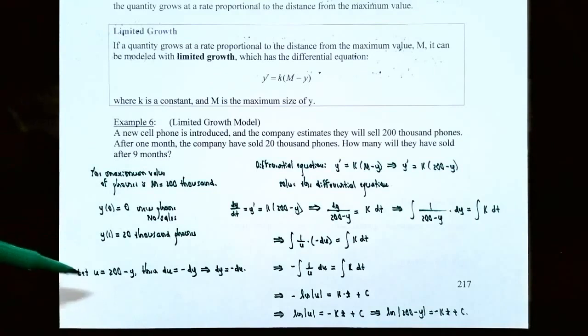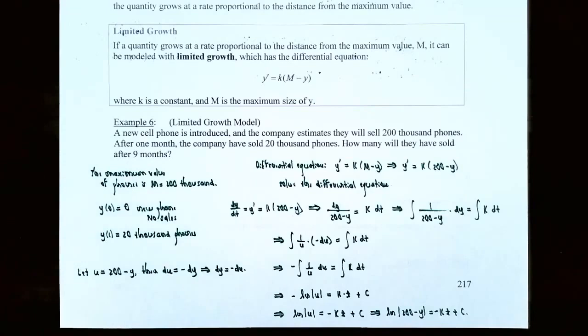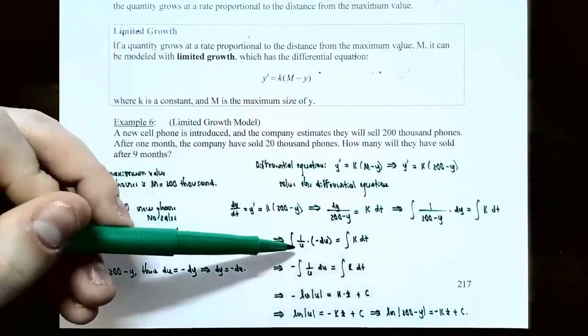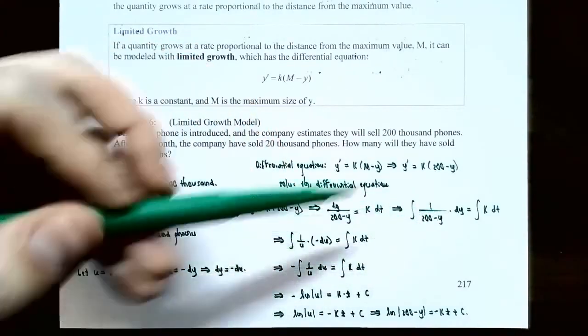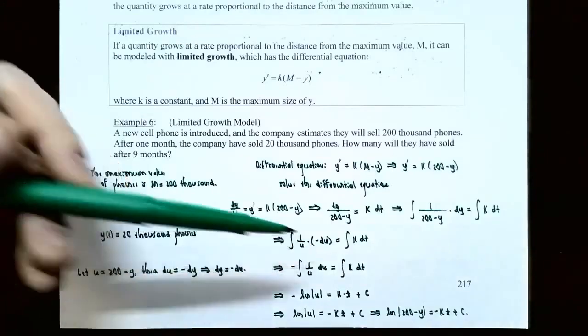So we know that we need to take the derivative of u. The derivative of 200 is 0, and the derivative of negative y is negative 1 dy. So du is negative dy, or dy is negative du if you divide both sides of this equation by negative 1. So going back to this integral, you have the integral of 1 divided by 200 minus y, that's being replaced with a u. So you have the indefinite integral of 1 divided by u. The dy is replaced with negative du. So 1 divided by u, negative du.